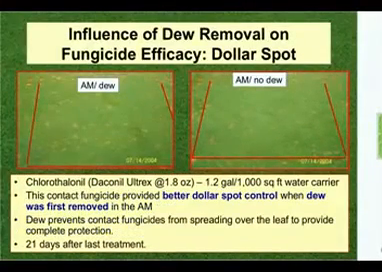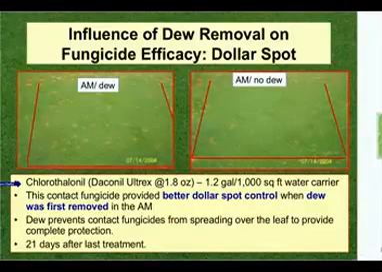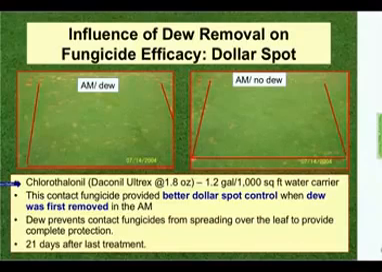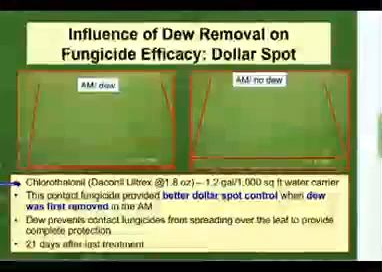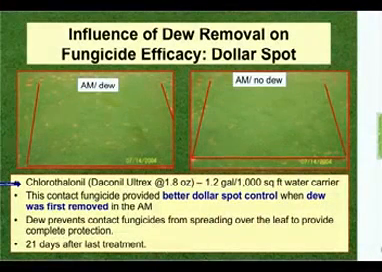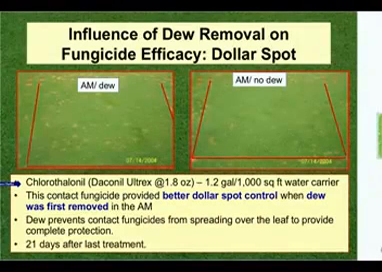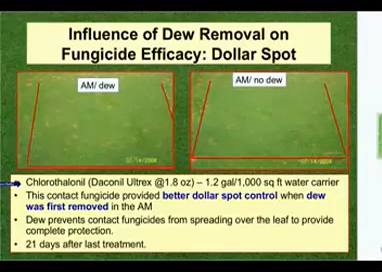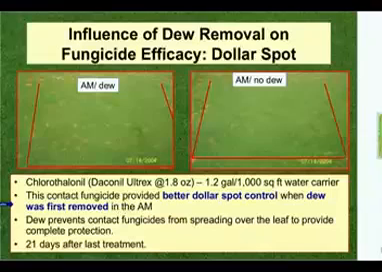Looking at the influence of dew removal, this is one of the first times I've actually seen anybody look at the question, is dew removal important in terms of applying a fungicide? And what they did here, they looked at two different chemistries. So the first slide here, we see chlorothalonil at 1.8 ounces and 1.2 gallons of water. And the result of this work, they showed they got better dollar spot control when dew was first removed in early morning hours.